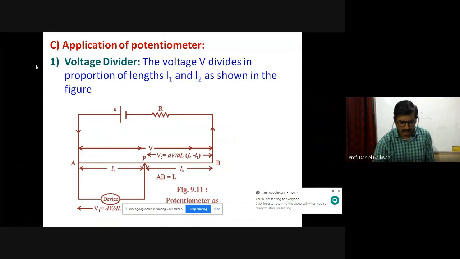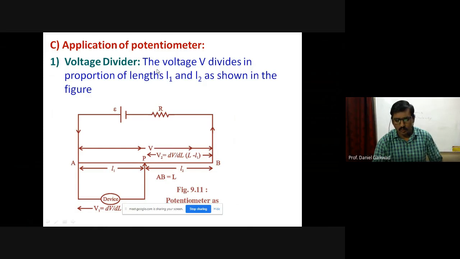Now, check carefully the next topic of applications of potentiometer. So in which we have number first, a voltage divider. The voltage V divides in proportion of length L1 and L2 as shown in the figure here. So check carefully the diagram of voltage divider using potentiometer.